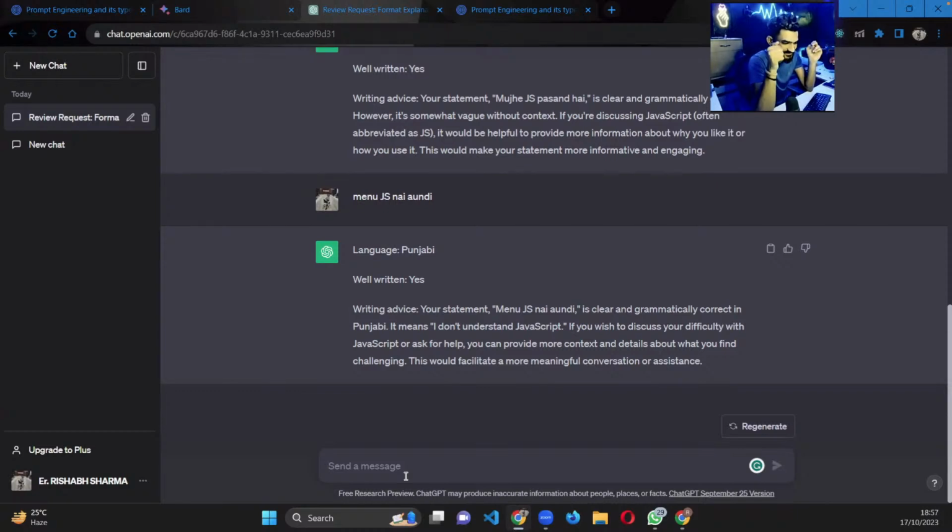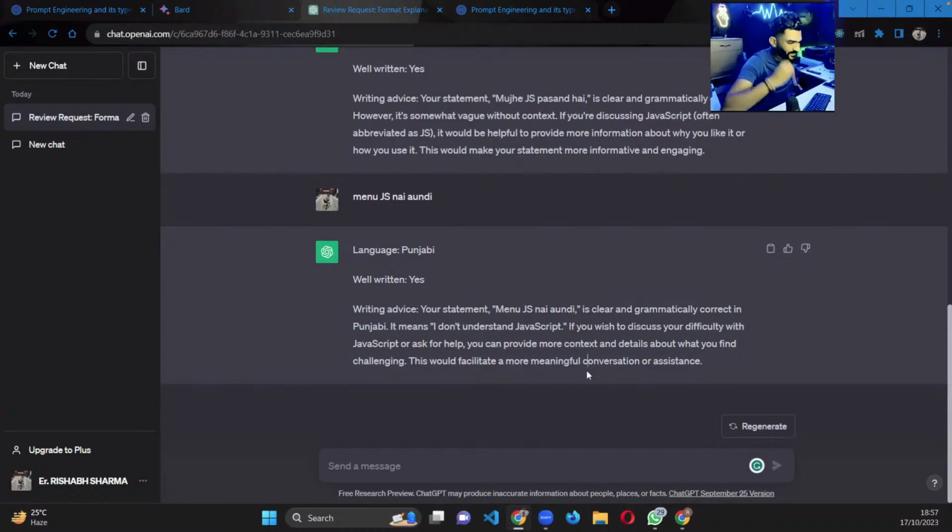So I have written that sentence in Punjabi, right? So it is telling me that the language which you are using is Punjabi. And is it a well-written sentence? Yes, it's a well-written sentence, and it is giving me some suggestions as well. Isn't it interesting, guys? So this is what prompt priming is.